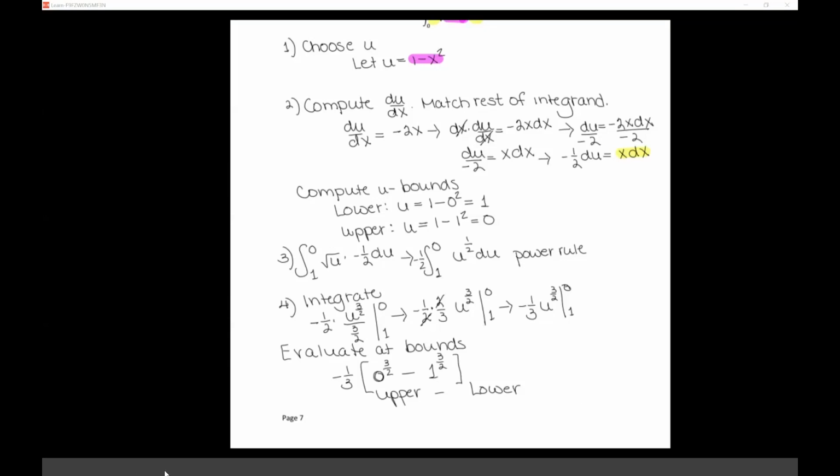And just to convince you I'm not making stuff up, I'll do this on my calculator. I can just get the chat over here so I can see it. All right, so here's the evaluation. I have negative 1/3 out front, and then I have parentheses. My upper bound is 0, and I'm going to raise that to the 3/2 power, minus 1, and I'm going to raise that to the 3/2 power.